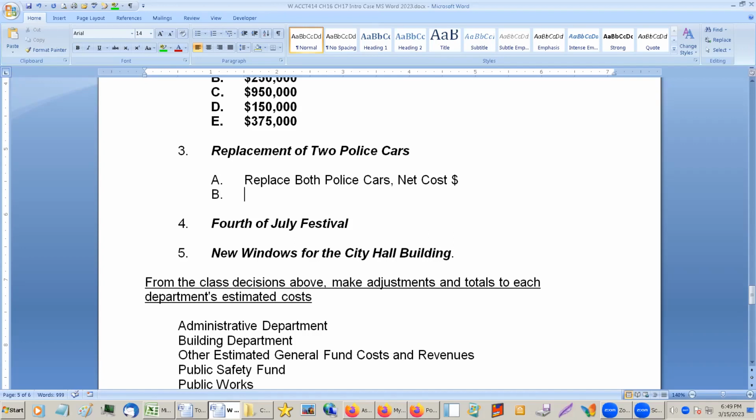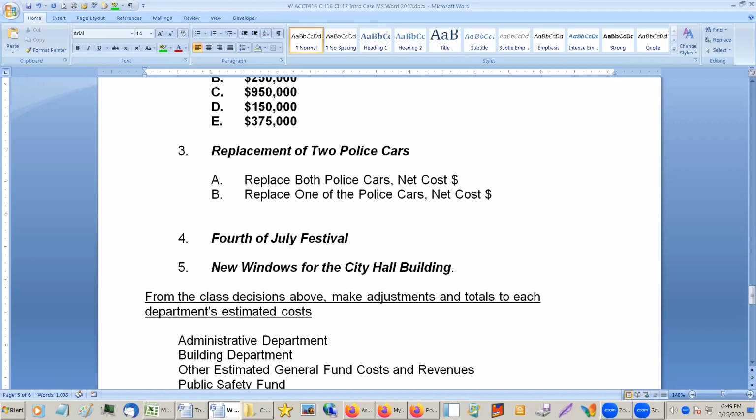B. Replace one of the police cars. And we'll have the net cost for that, which we'll figure out in a second. And C, the E before I on that.